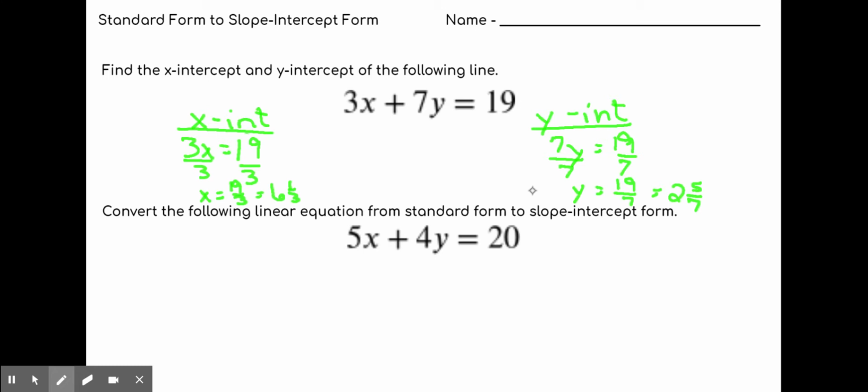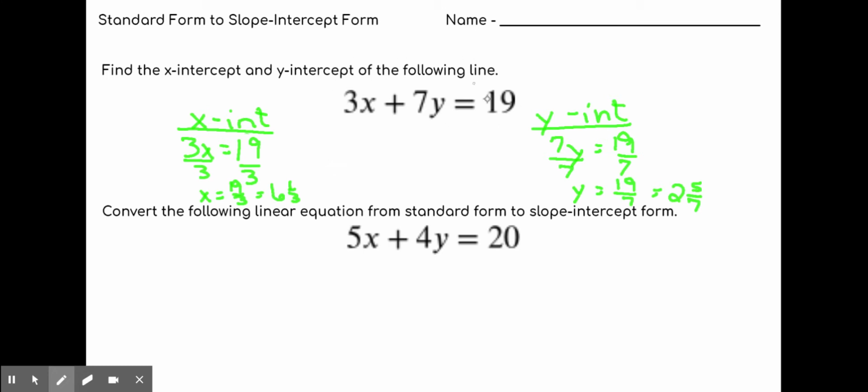Now, those are not difficult, but they wouldn't be very accurate, right? We are not going to find exactly where 6 and 1/3 is on the x-axis unless our graph was made to be more precise. We're not going to find exactly where 2 and 5 sevenths is on the y-axis unless we have that precise of a graph. So sometimes when we are looking at standard form, the x-intercept and the y-intercept are not pretty. They're not nice to work with. So we might want to do something else.